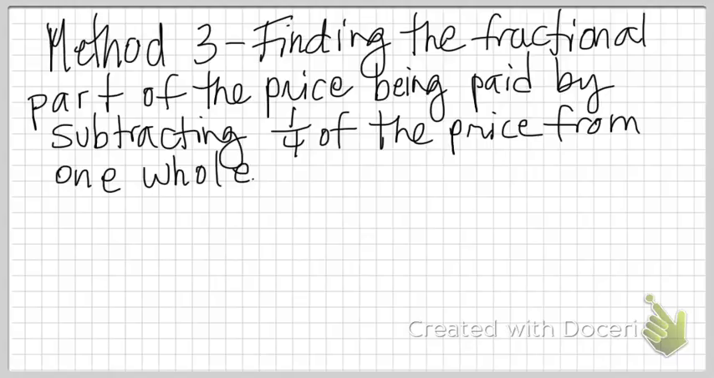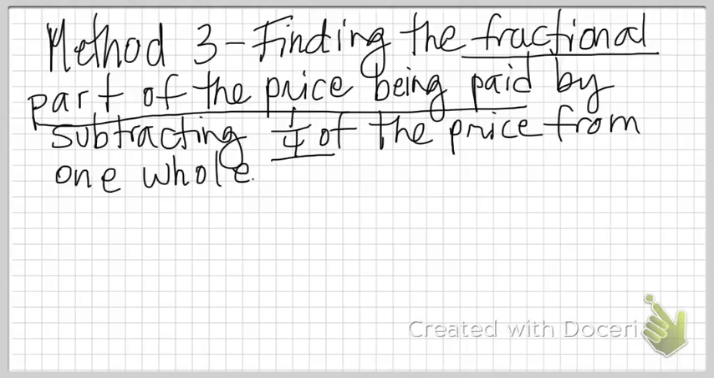Okay, so let's look at it one more way. Now in method 3, I'll go back and forth between method 2 and method 3 just so you can hopefully see the difference. In method 3, we're trying to find the fractional part of the price being paid by subtracting 1/4 from the price of one whole. So we're going to assume that a full price is 1. If we paid full price, we'd be paying 1 of that price. So this represents our whole, or the original price.